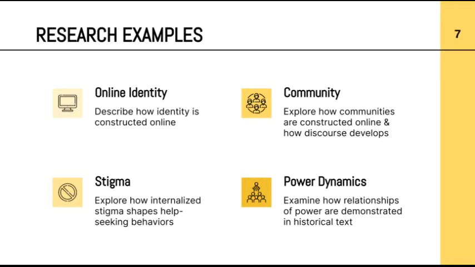So the first example is online identity and how identity is constructed online. A social psychological perspective might ask, what strategies do people use to construct their online identities? Are they drawing from their roles, maybe as a parent, as a friend, as a student? And how are they trying to convey status? And what sorts of things communicate that higher status?